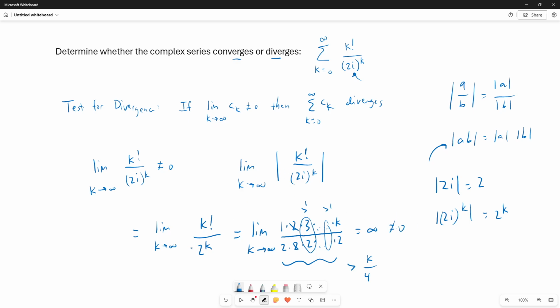The limit of the moduli is not 0, and that means the limit of the terms themselves is also not 0. And therefore, by the test for divergence, since the limit of the terms of the series is not 0, the sum of the terms of the series diverges. The series diverges by the test for divergence.